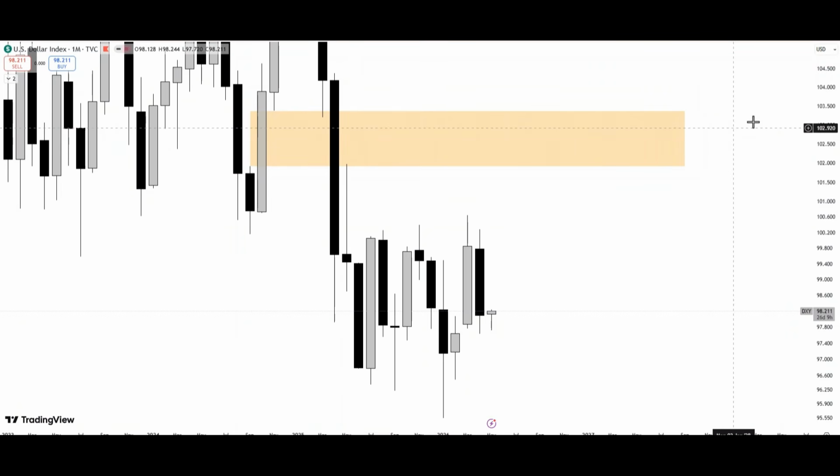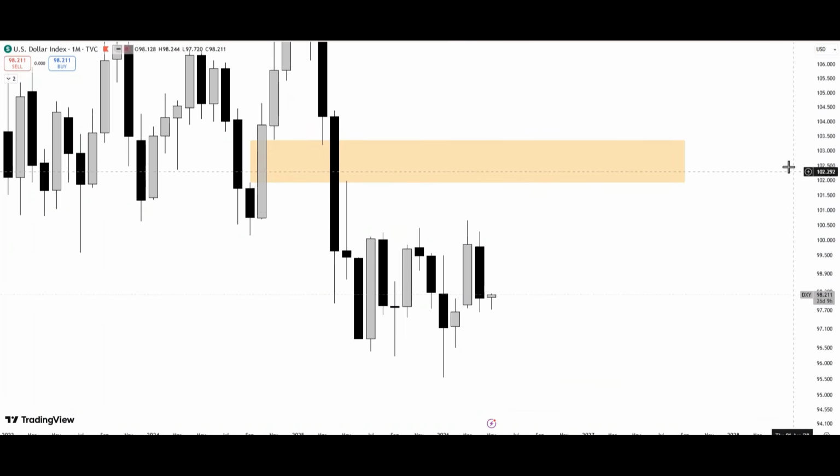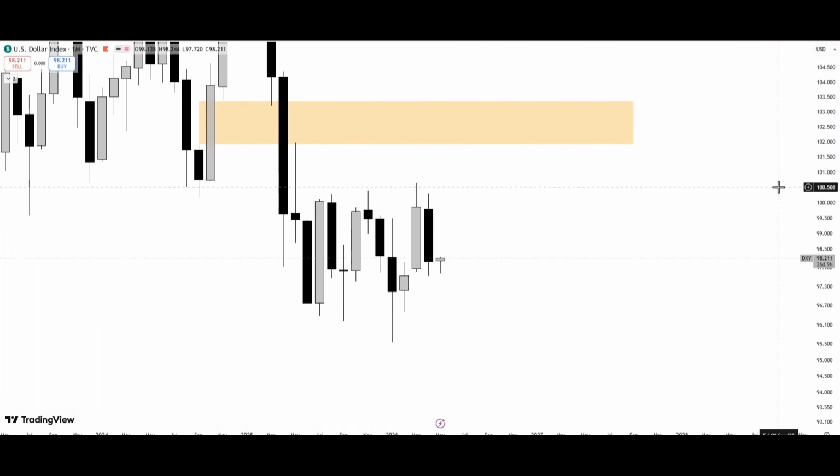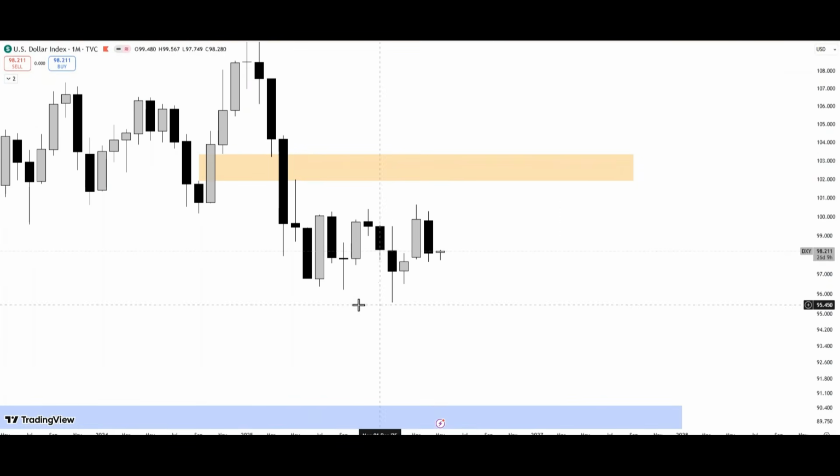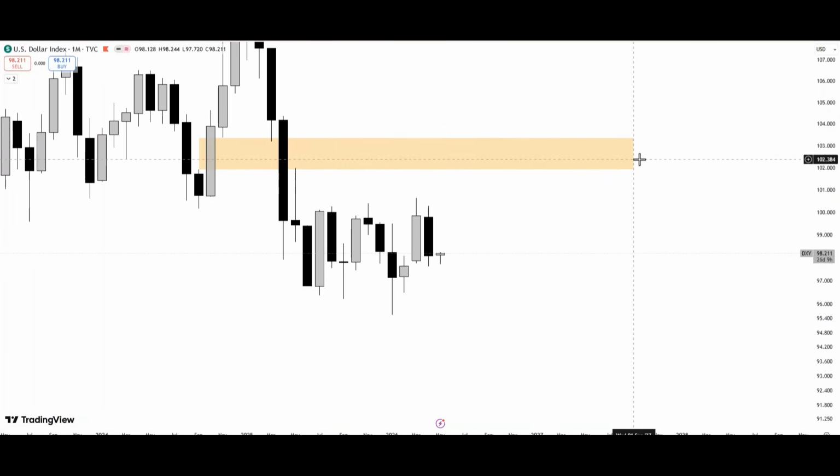So we're going to start our analysis. We're looking at dollar index, and because it's a new month, we'll have to start our analysis from the monthly time frame. If you look at the monthly time frame for dollar, this is the kind of price action we have. If you've been following me for some time, you know very well that we have been anticipating a bullish dollar, and our draw of liquidity for price is these highs here.